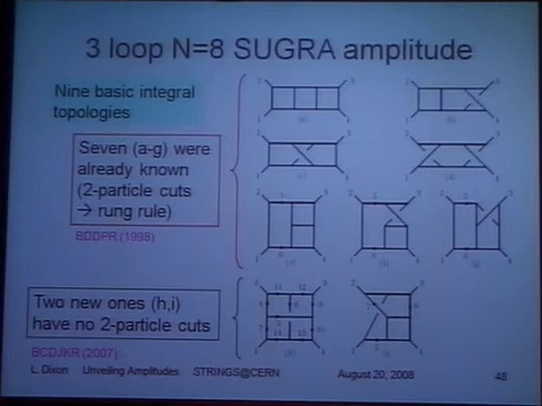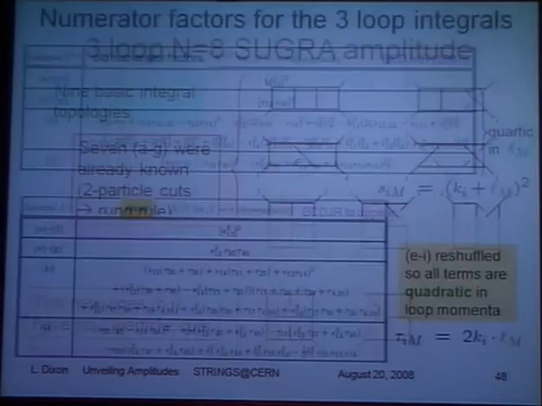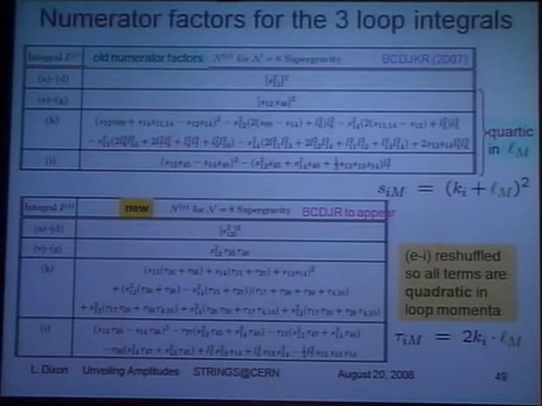And these integrals have various numerator factors. Back a year and a half ago, we wrote down some numerator factors, which I won't read to you, thankfully. And they were quartic in the loop momenta. And now, in a paper to appear in the next week or two, we have rearranged them to make them manifestly quadratic.